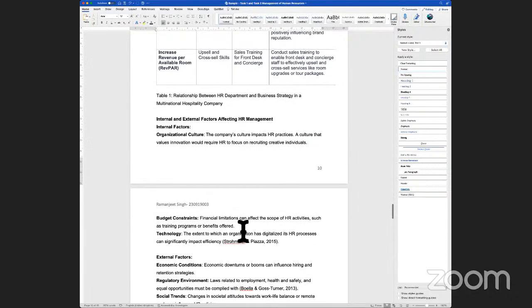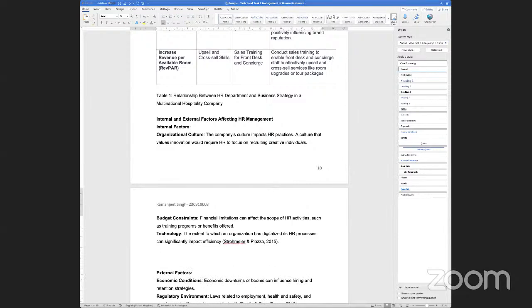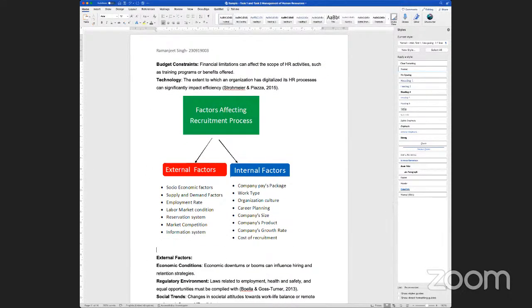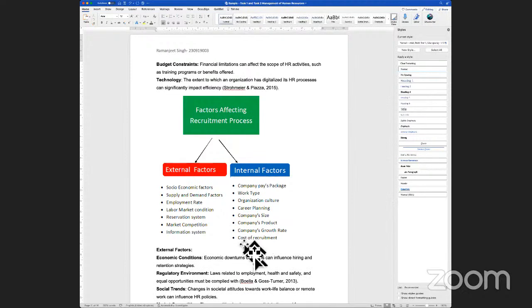So here again, if I have to put an image across, what I would do is put something which talks about a particular function and talks in detail about how these factors could affect just the recruitment part. I don't need to take a lot of factors here.